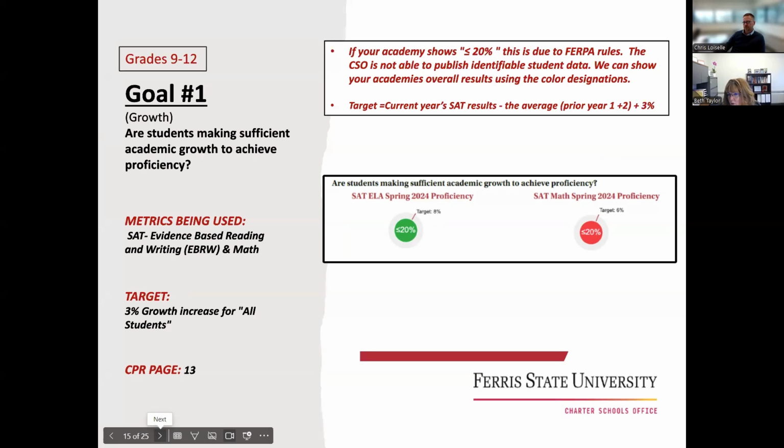So again, due to those FERPA rules, you might see where you can't see a specific number. However, we do designate it with the color coding for you. So in this case, the SAT ELA is green, which means they met their target here, but in math, they did not. So the target is the current year's SAT results minus the average of year 1 plus 2 plus 3%.